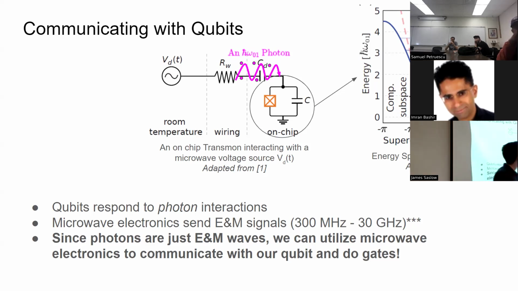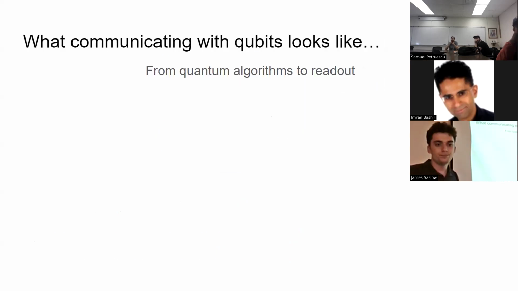And once you do that, your qubit can take these photonic interactions and you can have it jump up and down energy levels, right? Which is what you want it to do. You want your qubit to move between the 0 and 1 states. Okay, so this is what communicating with qubits looks like, from quantum algorithms to readout.